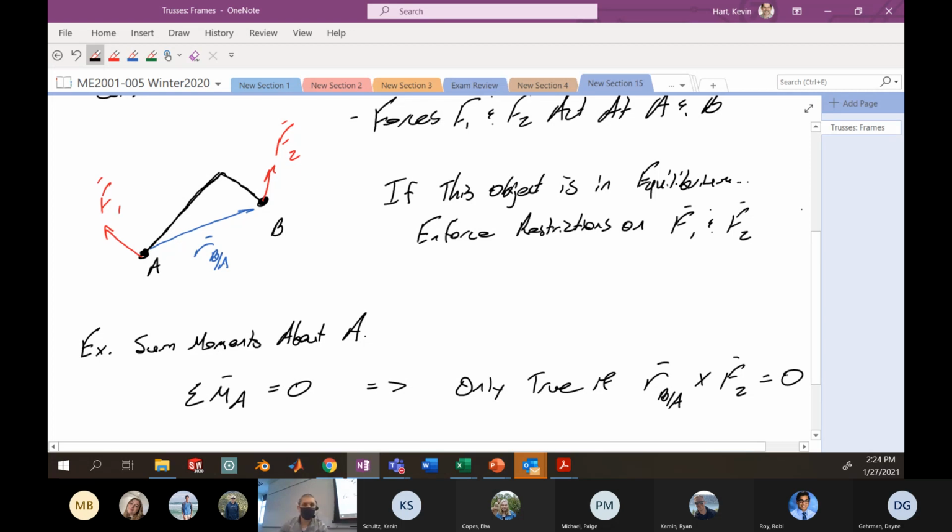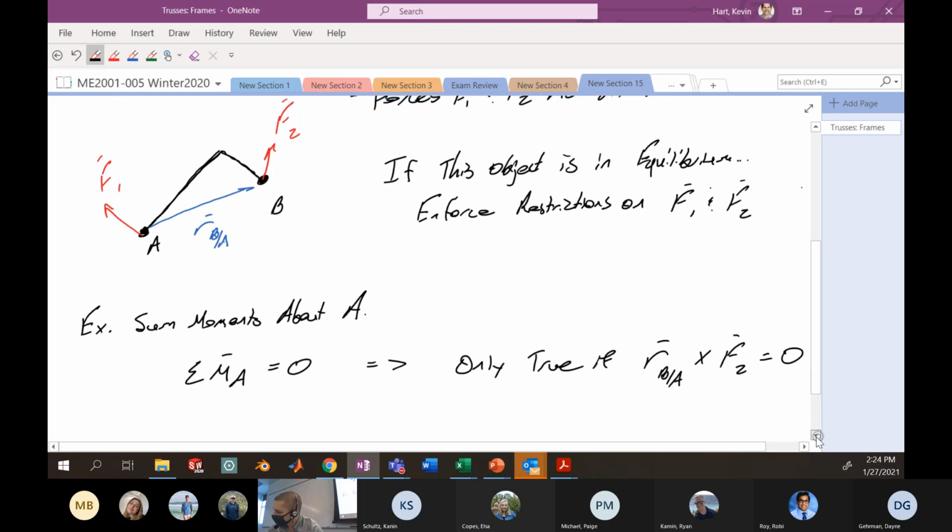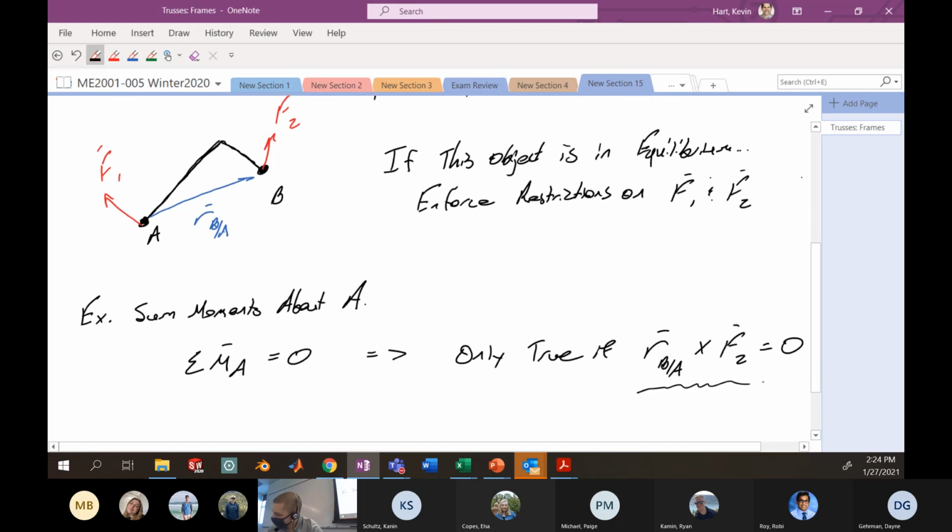Hopefully we see and understand that. Whatever force is happening at A, force 1 is passing through A. So there's not going to be any contribution to the moment from that force. The only possible force on this structure which could contribute a moment about A is this force here. But if we're enforcing equilibrium, that means that this particular portion, which is the moment that's created by that force number 2, has to be 0.